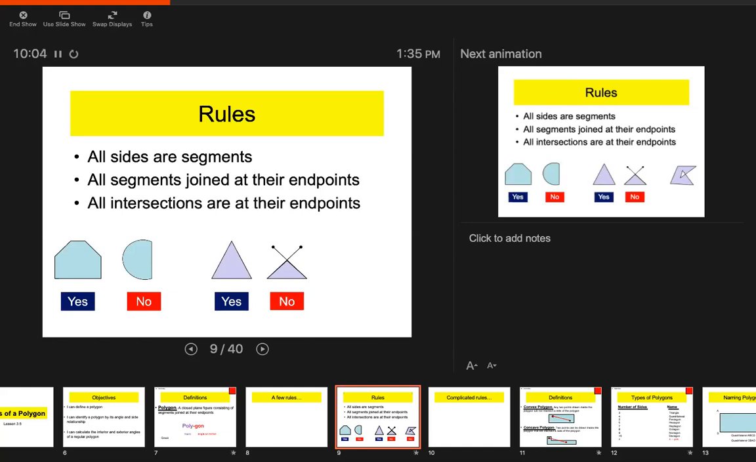The intersections that happen can only happen at endpoints; the segments can only touch at their endpoints. So technically, from the first two, you could get a shape that looks like this. Hey, all of my segments are joined at their endpoints. But I get this intersection because I made these two cross over. So I get an intersection that doesn't happen at an endpoint. That is not a polygon.